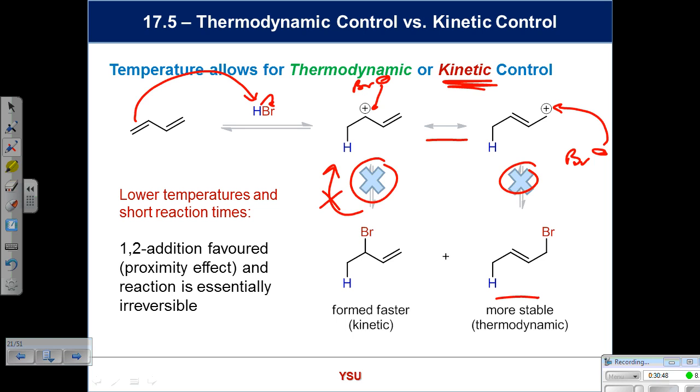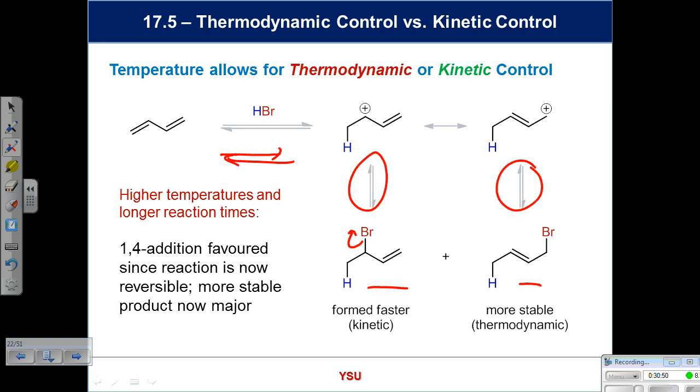So there's the argument. There's the idea of control in terms of temperature. And really, that's it. I'm about to do a whole bunch of other things with dienes and with trienes that follow this type of idea. Multiple places to attack the same molecule based on delocalization. That's important there. But that control idea, you'll see it again in the future.